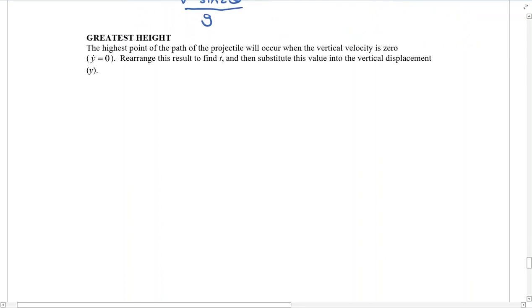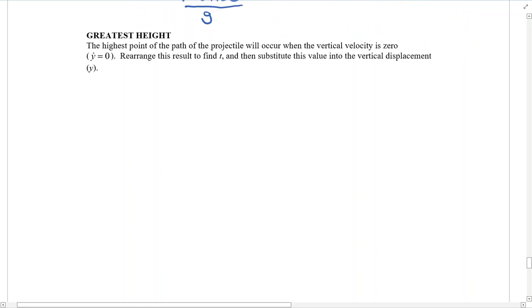Greatest height. The highest point of the path of the projectile will occur when the vertical velocity is 0. So we make the y dot equals 0. Rearrange this result to find t, and then substitute this value into the vertical displacement to see how high it goes. That's exactly what we're doing with the number problems. Now we're going to do it with our equations so that we can get a rule, right?